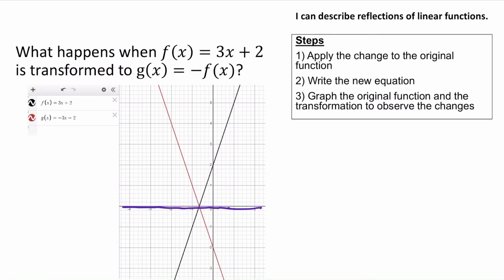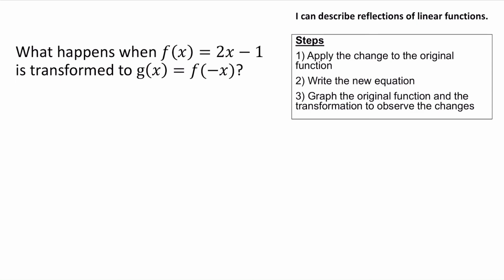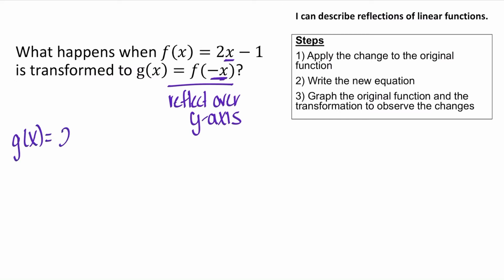So what happens when f of x equals 2x minus 1 is transformed to g of x equals f of negative x? Based on the equation, I would say that this is reflected over the y-axis. But let's just verify by looking at the equation. I'm going to plug in negative x into my original function. So I have g of x equals 2 times negative x minus 1. That basically becomes g of x equals negative 2x minus 1.